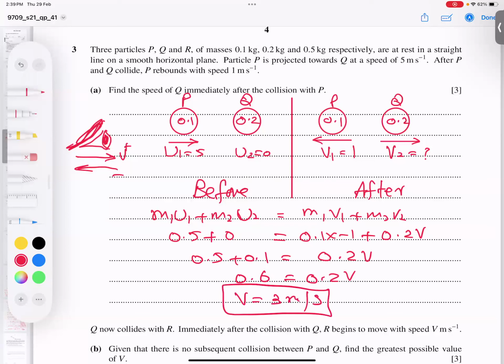Alhamdulillah. After collision, the speed of particle Q is 3 meters per second. Alhamdulillah, very easy, nothing hard at all. A problem is coming in the next part.